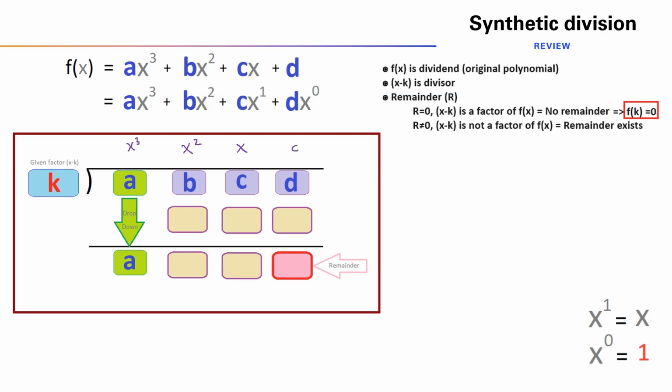We know that x to the power of 1 is x, right? So x to the power of 0 is 1. So when you have 1 multiplied by any number, it is the constant, or we can say the number only, right? So we drop down a here, b here, c here, and d here.